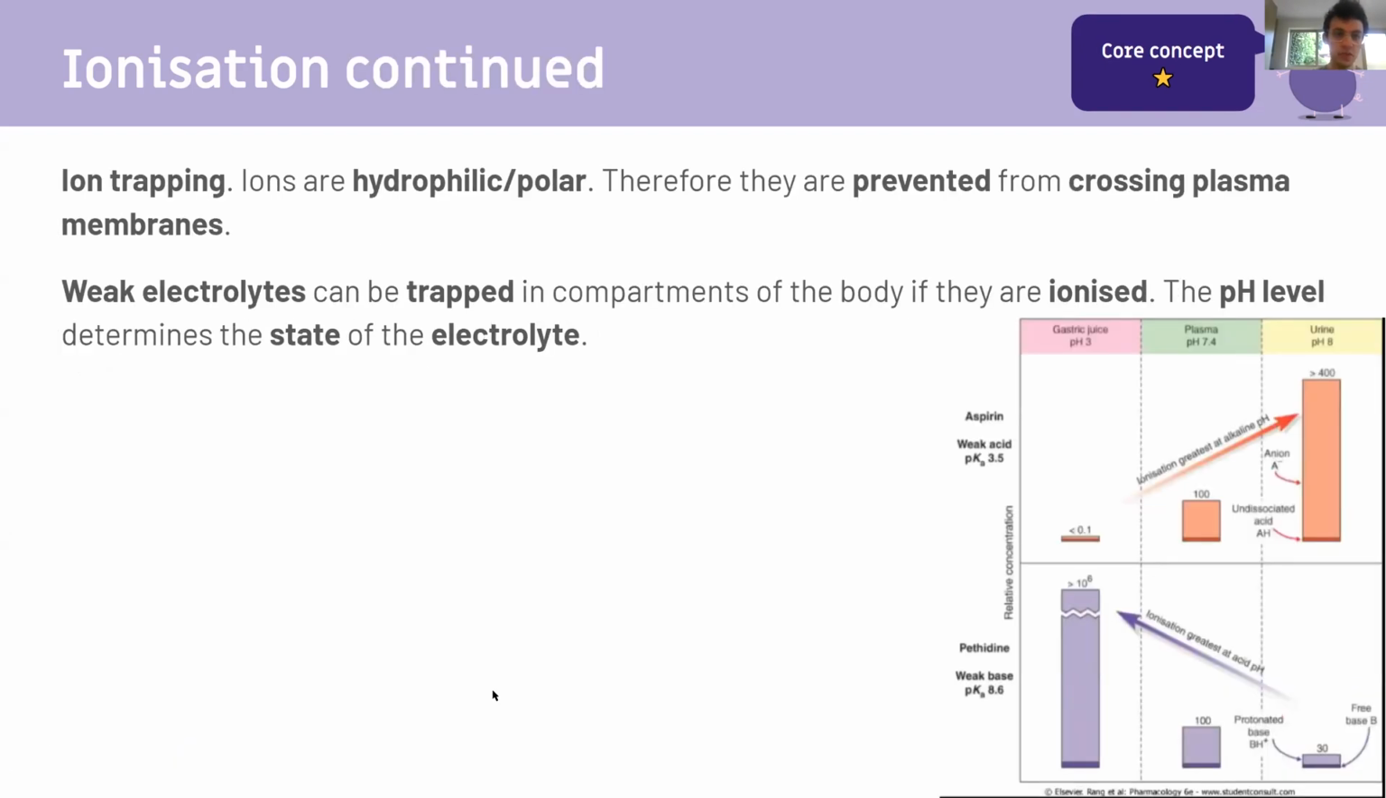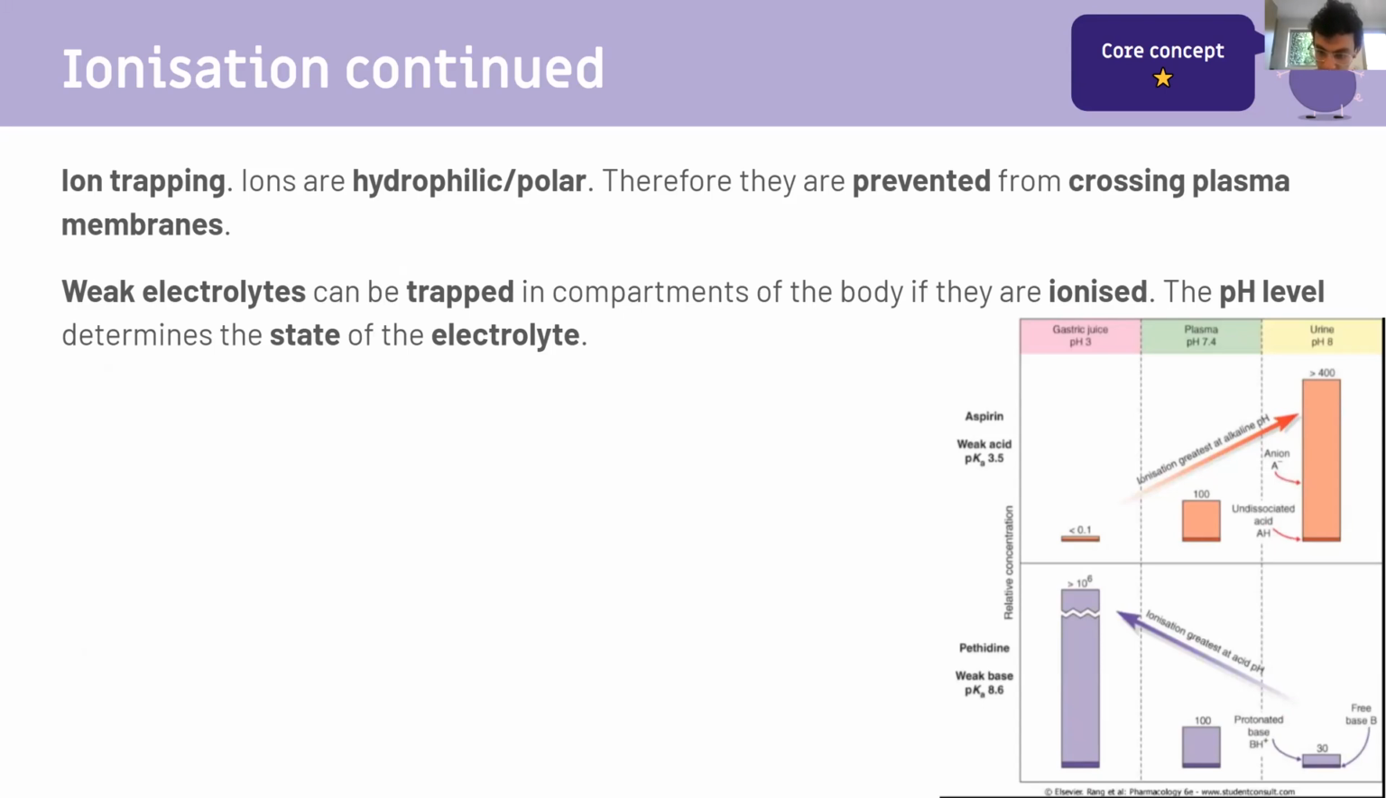Thank you. There's something called ion trapping. As I've already mentioned about 8 times now, ions are polar or hydrophilic. Therefore, they are prevented from crossing the plasma membrane. So weak electrolytes can actually be trapped in compartments of the body if they are ionized. That means they can't diffuse in or out, they're just stuck in that compartment. And the pH level determines the state of the electrolyte, whether it's ionized or unionized.